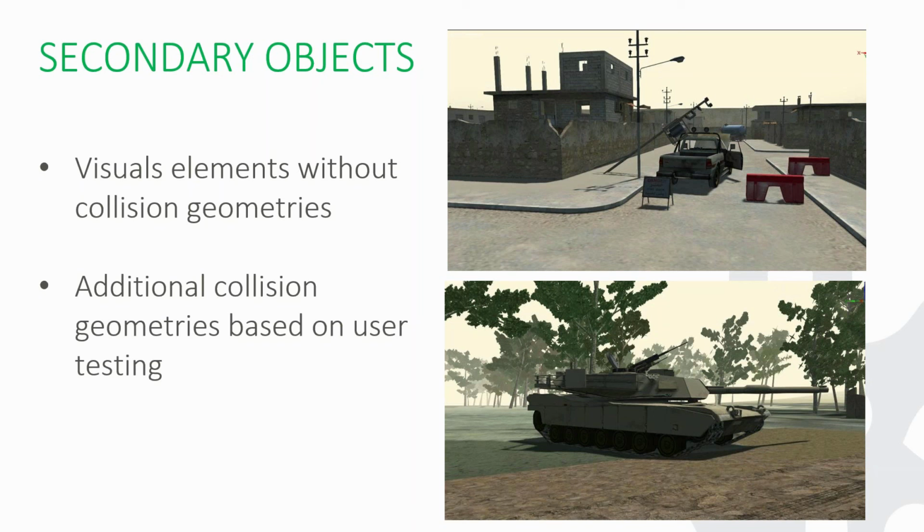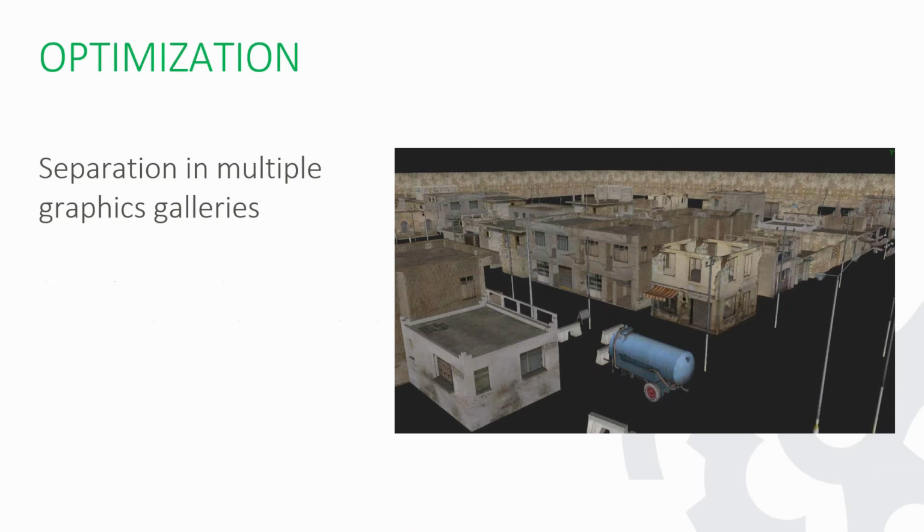Also, some of the objects have to interact with the user. In this case, the barriers, for example in the upper image, are there to prevent the user from going further down the street, whereas the tank below is actually outside the drivable area, so it's just a graphic model. It doesn't have collision geometry.